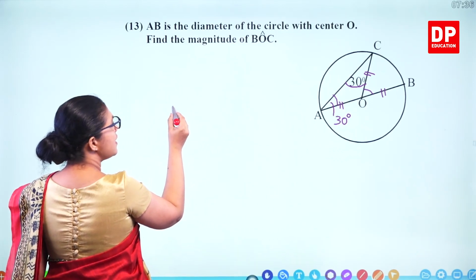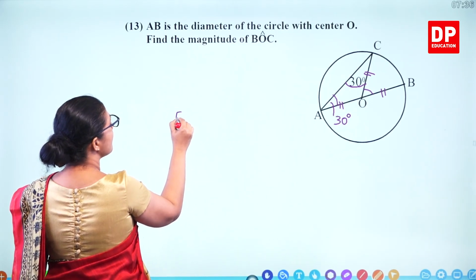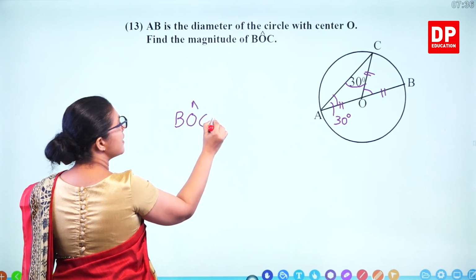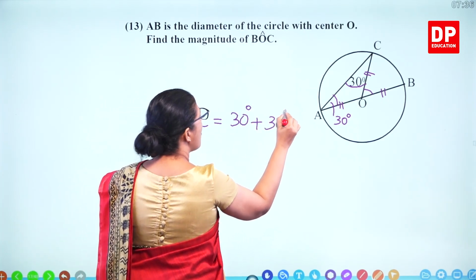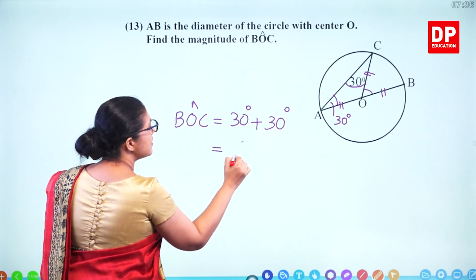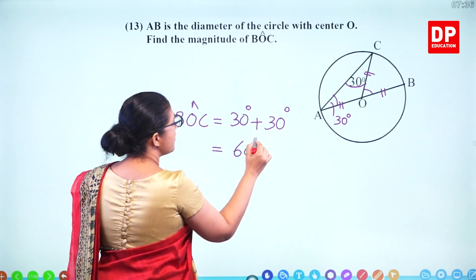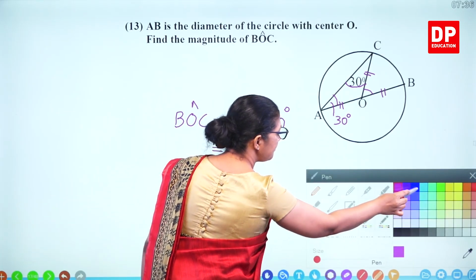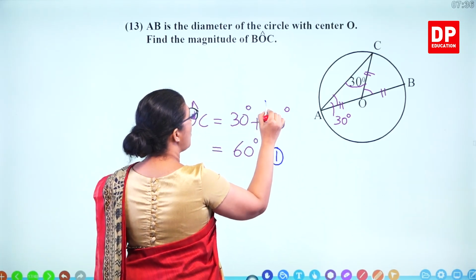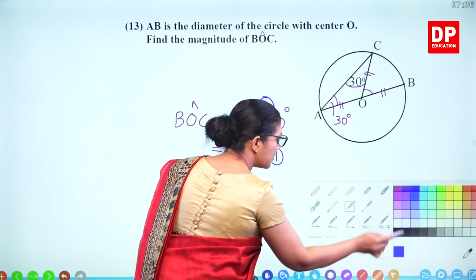So we can straight away write down BOC angle is 30 plus 30. Sum of opposite interior angles add up to exterior angle. So 60 degrees. So 1 mark and 1 mark for the method.